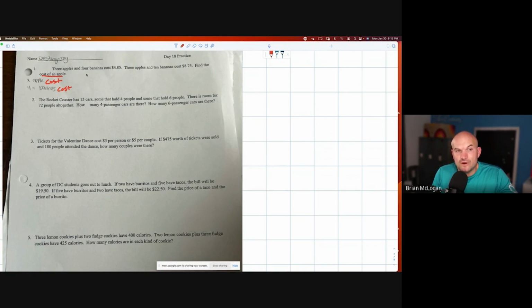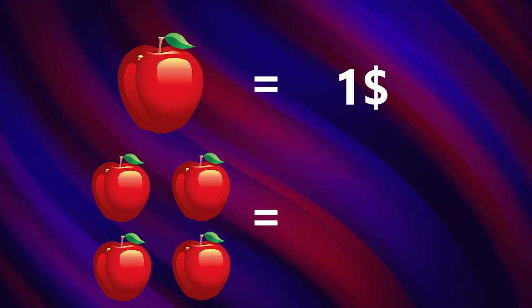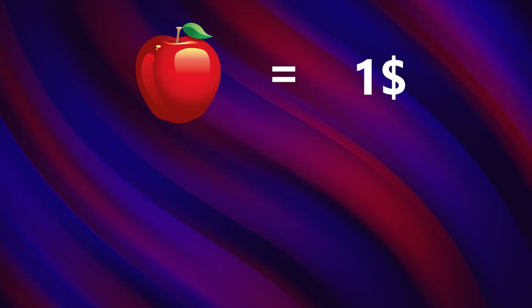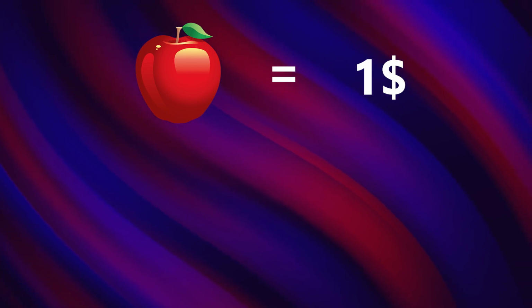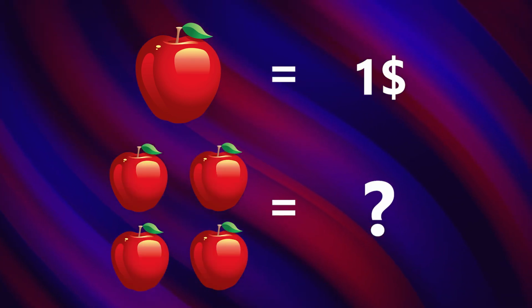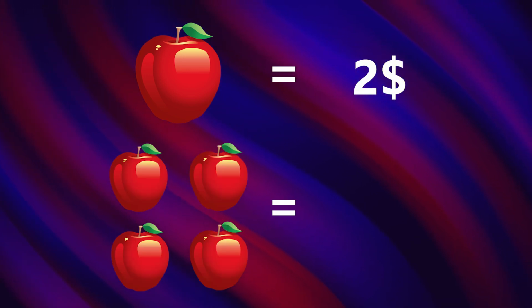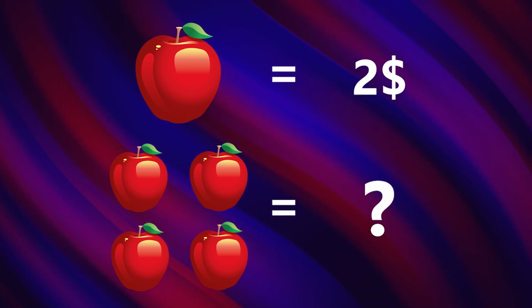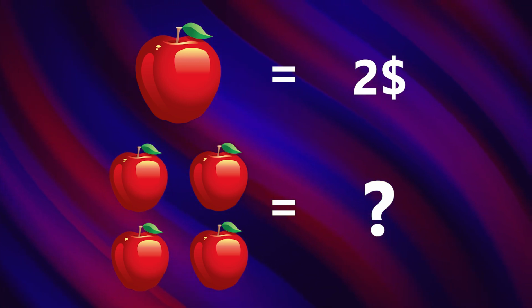$4.85. So let's do something simple. If an apple costs $1, so it's $1 per apple, and you wanted to buy 4 of them, how much would that cost? Oh, $4. $4, right? If an apple costs $2 and you wanted to buy 4 of them, how much would that cost? About 16. Close. It's only $2 per apple, and 4 apples.